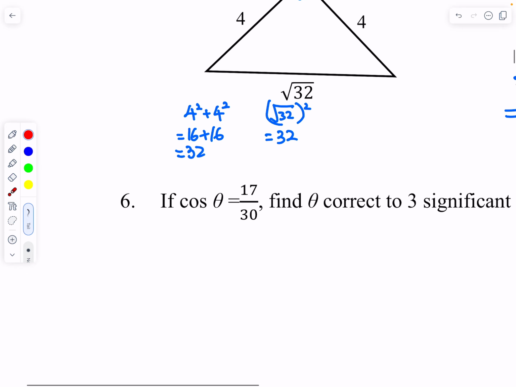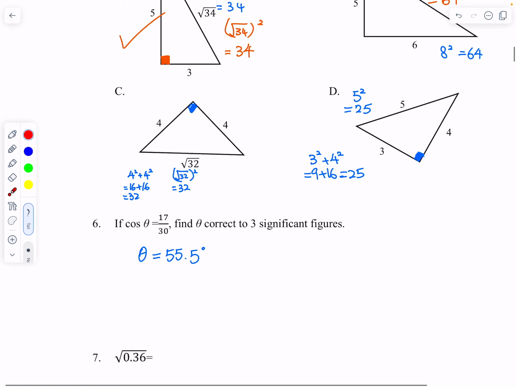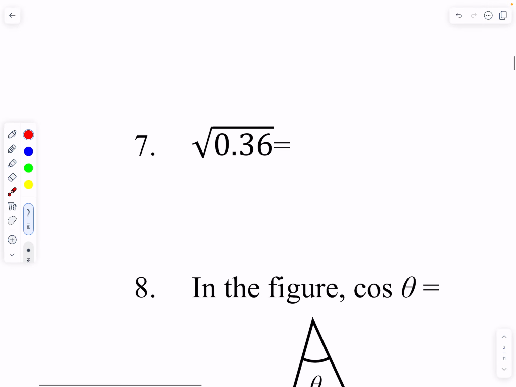So you click shift cosine 17 over 30, you will get your theta as 55.5 degrees. Don't forget the degree sign when you're finding the theta. Okay, cool enough? Next. Too easy guys. Just click this in the calculator and what do you get? You should be able to get 0.6, because I don't want to explain these kinds of questions. We don't have that much time.